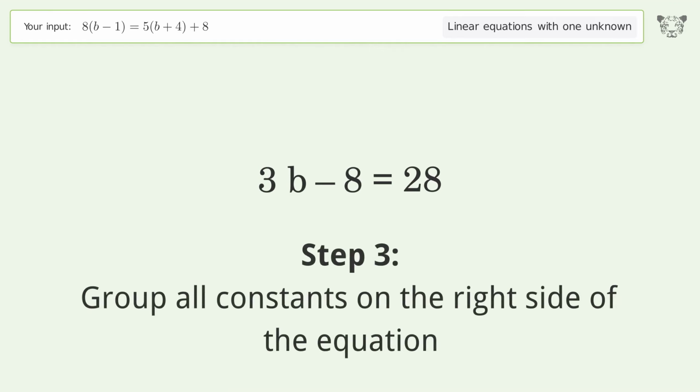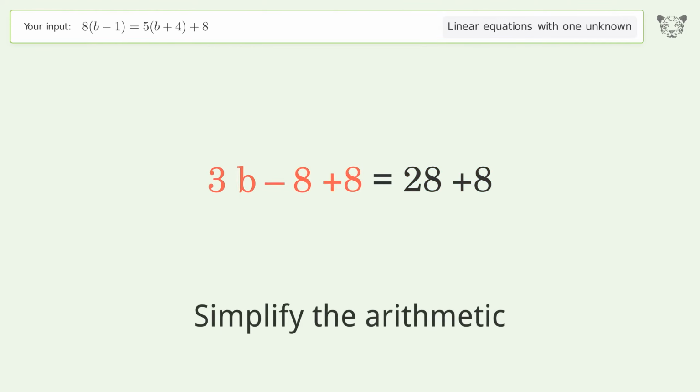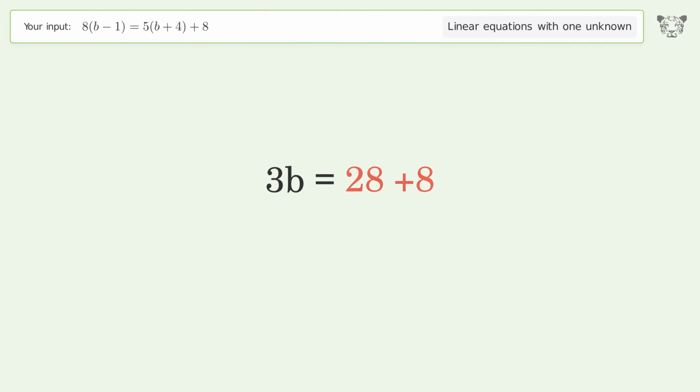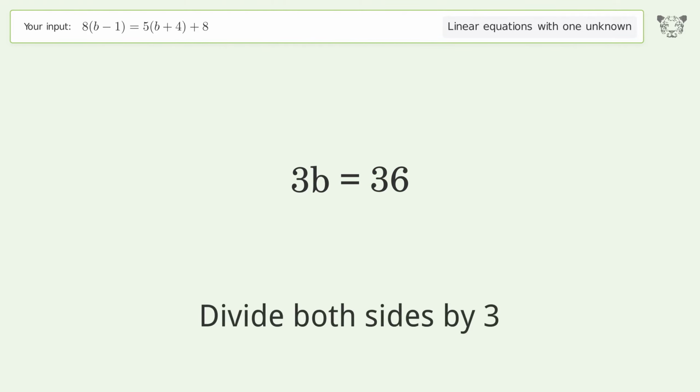Group all constants on the right side of the equation. Add 8 to both sides. Simplify the arithmetic. Isolate the b. Divide both sides by 3.